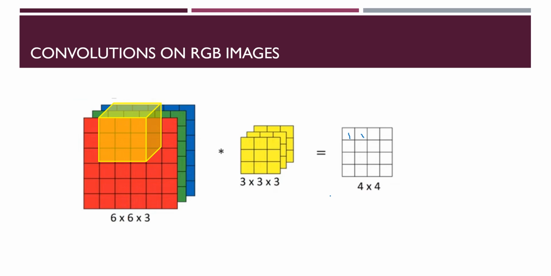So we'll be using the same formula. The formula will be n minus f, that is 6 minus 3 in this case, divided by stride, in this case it is 1. That is the result is 3 plus 1, that is 4. So 4 by 4 will be the output. So that is how we apply convolutions on RGB images.